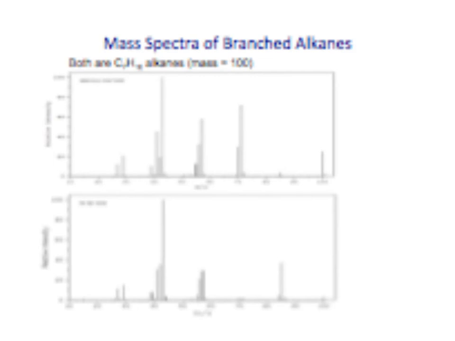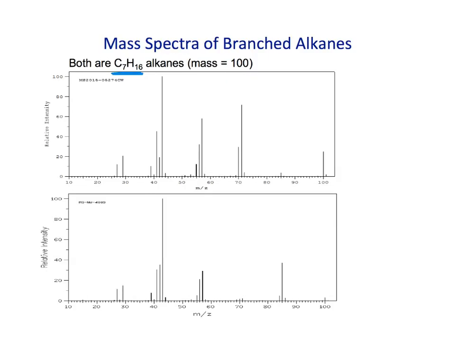Okay, so both of these spectra are from alkanes that have the same formula. Here's the molecular ion at 100. You can barely see it, but there's another molecular ion for this one right here that's also at 100. So these two compounds are constitutional isomers of one another. Notice that they both have the same base peak, at 43.